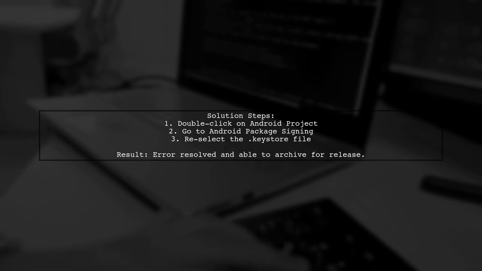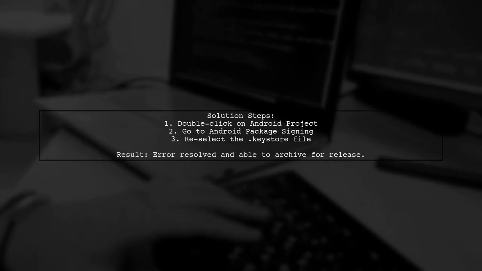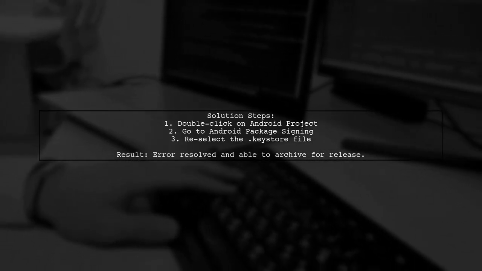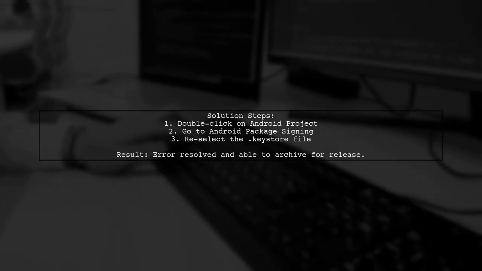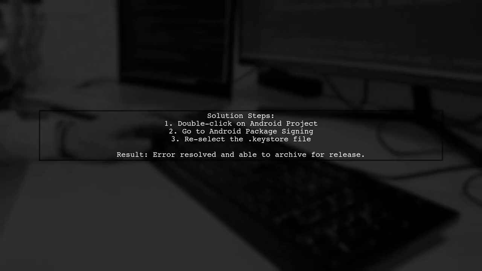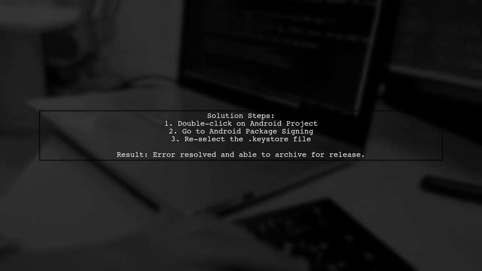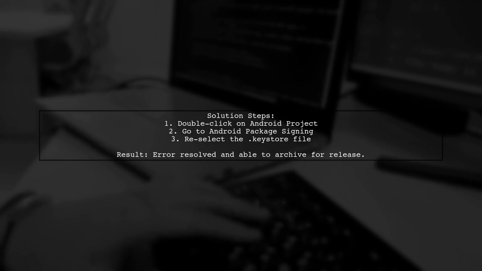Let's now look at a user-suggested answer. To resolve the java.exe exited with code 2 error in your Xamarin.Android project, try reassigning the keystore path. This user found success by double-clicking on the Android project and accessing the Android package signing settings.